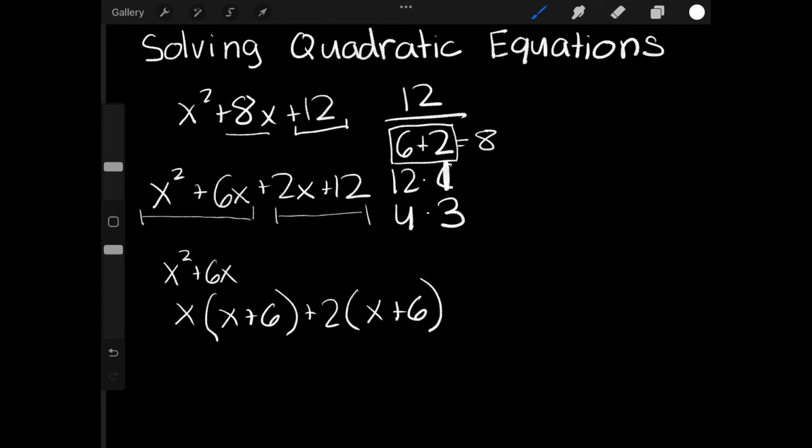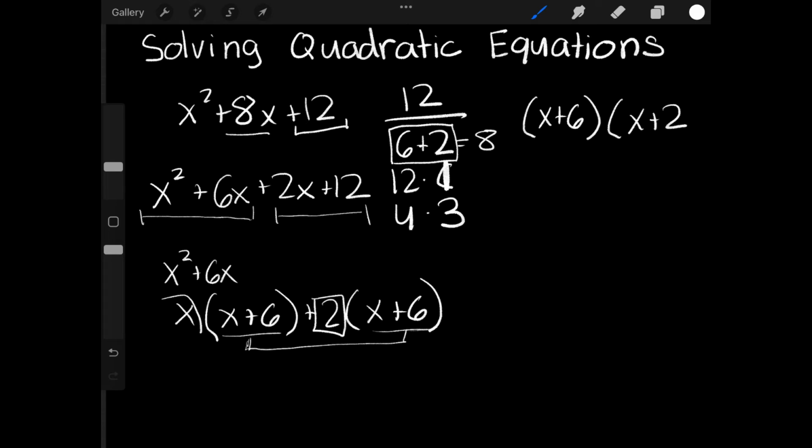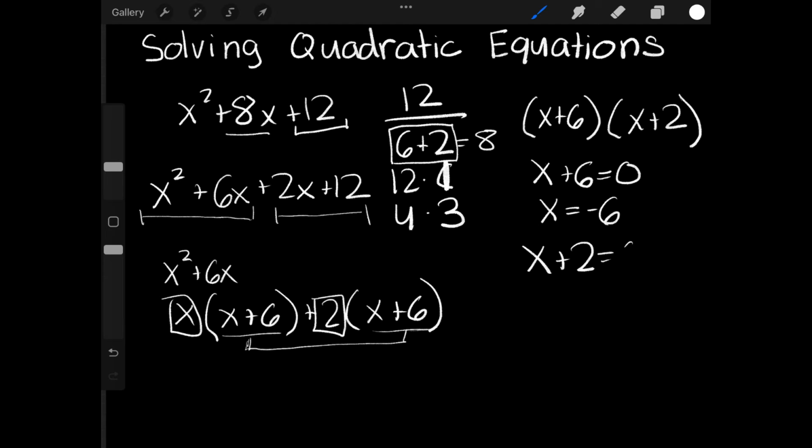Now notice how the two terms inside the parentheses are equal to each other. So we're not done yet. We're going to write x plus 6 in parentheses times x plus 2, the two greatest common factors. And then we're going to write x plus 6 is equal to 0, so that means that x is equal to negative 6. Okay, and x plus 2 equals 0, so that means that x is equal to negative 2.